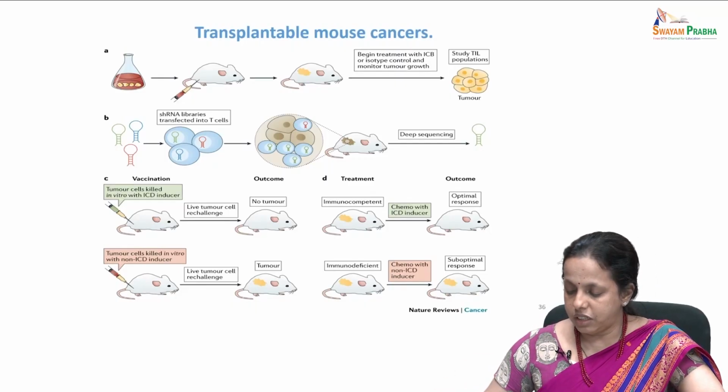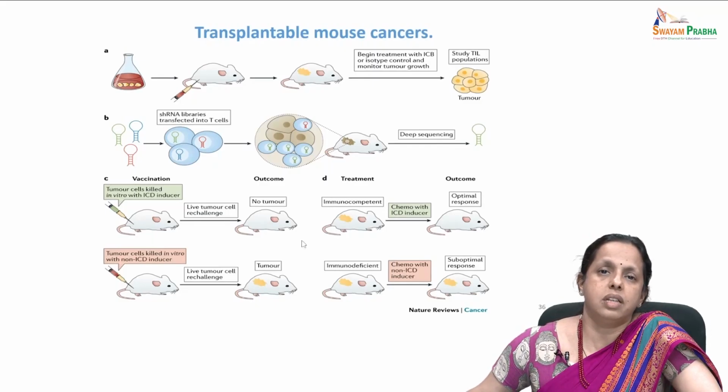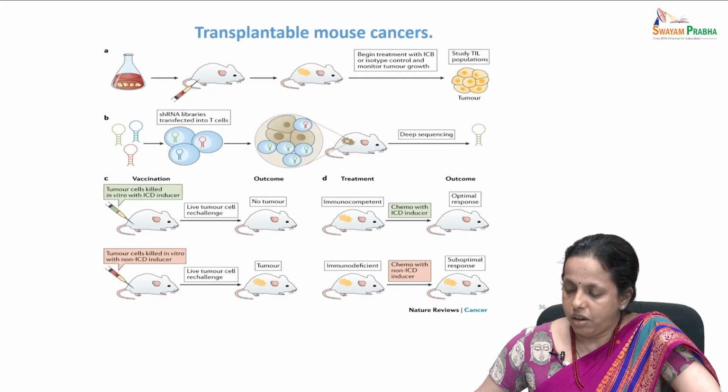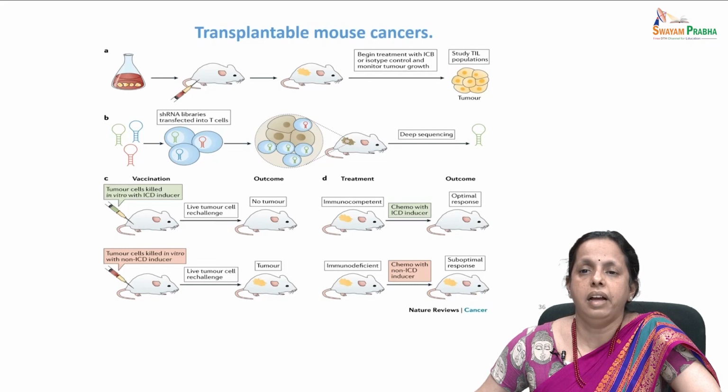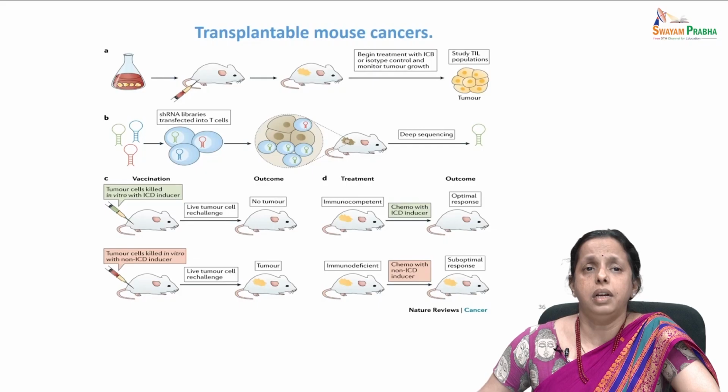So, the combination of the immunogenic cell death inducers and your ICBs, that is your immune checkpoint blockers, can induce a greater therapeutic response, as shown by the shRNA libraries which are transfected into the T cells.